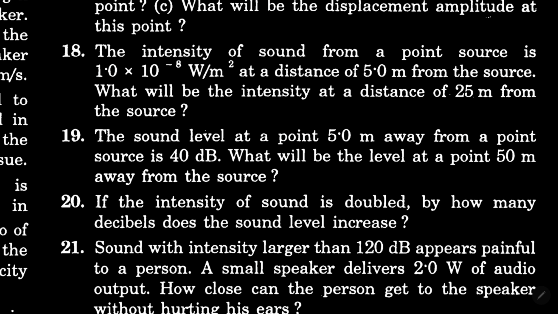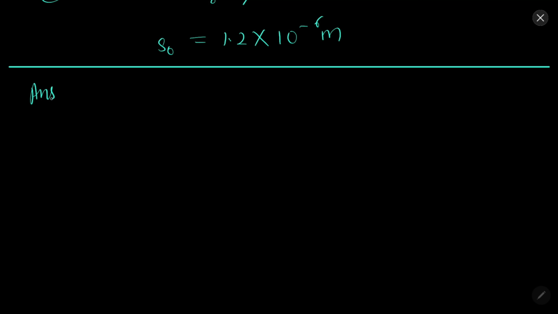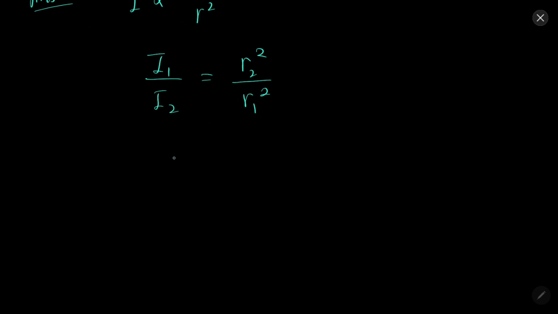In question 18, intensity of sound is given. What will be the intensity at a distance of 25 meter from the source? Solution 18. So intensity is inversely proportional to the square of the distance. So it is quite simple. I1 over I2 will be equal to R2 square over R1 square. So by using this formula, you will be able to find I2, which will come out to be 4 into 10 to the power minus 10 watt per meter square.